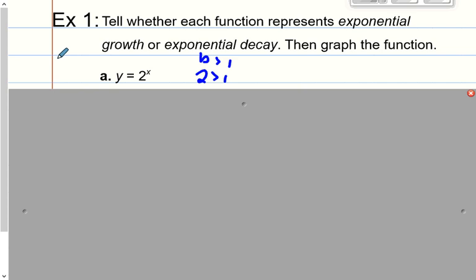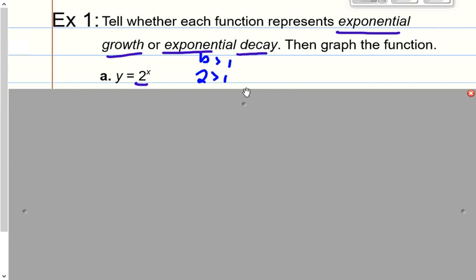All right, so example 1. Example 1 says, tell whether each function represents exponential growth or exponential decay, then graph the function. Guys, these right here should be fairly easy for you because right here it shows y equals 2 to the x power. That 2 is in place of b. b is greater than 1. Is that decay or is that growth?